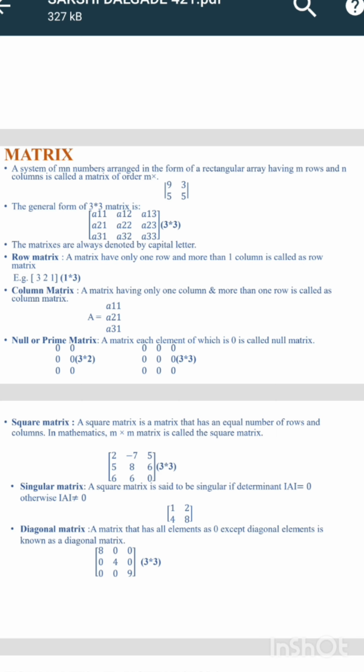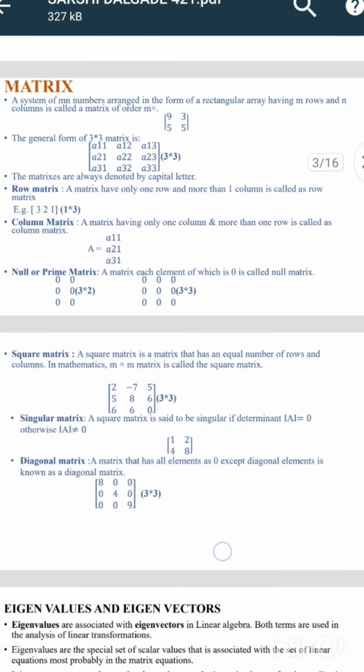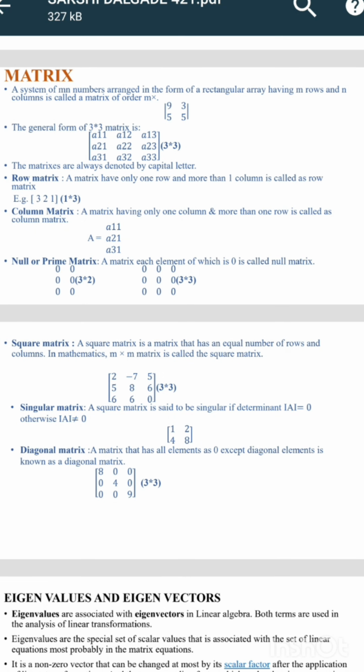First, the row matrix. A matrix having only one row and more than one column is called a row matrix. Example: [3 2 1], 1 into 3. Column matrix: a matrix having only one column and more than one row is called a column matrix. Example: A is equal to A11, A21, A31.